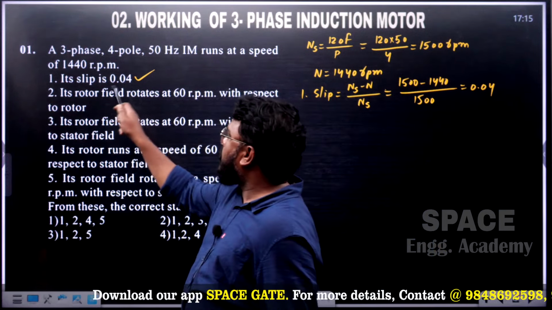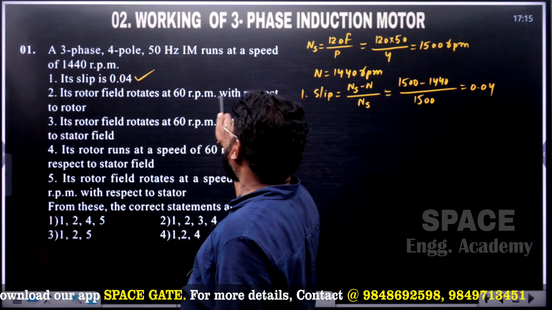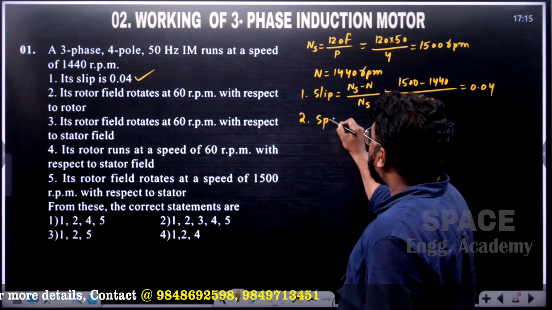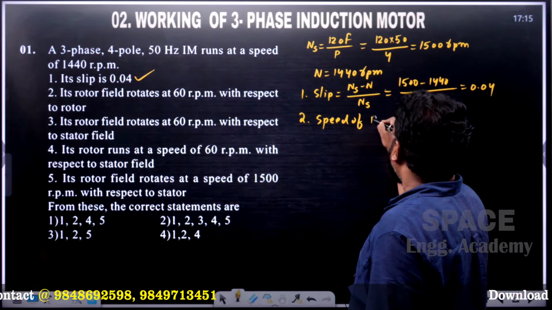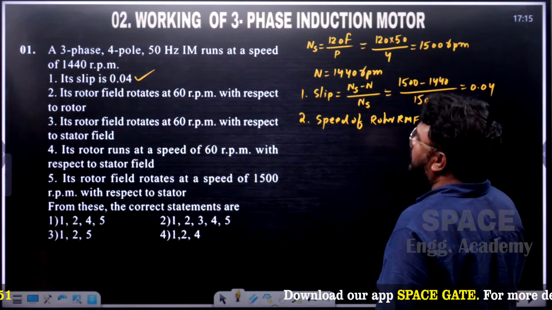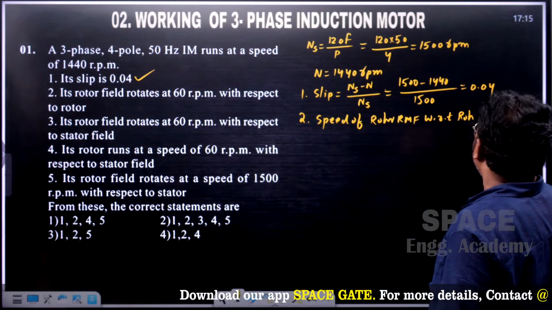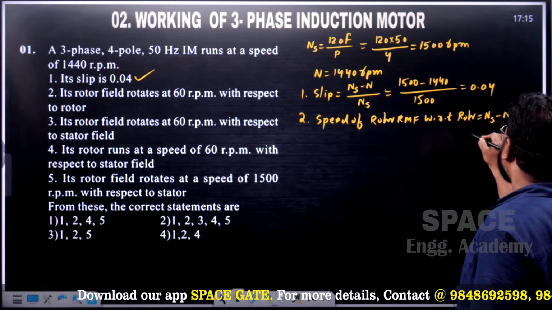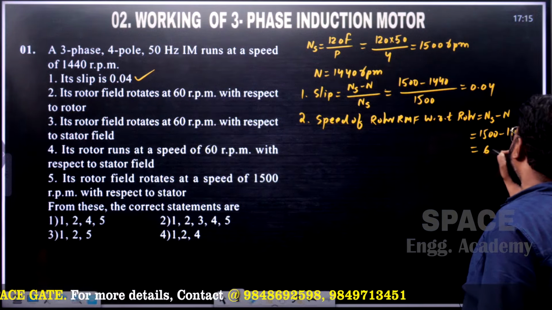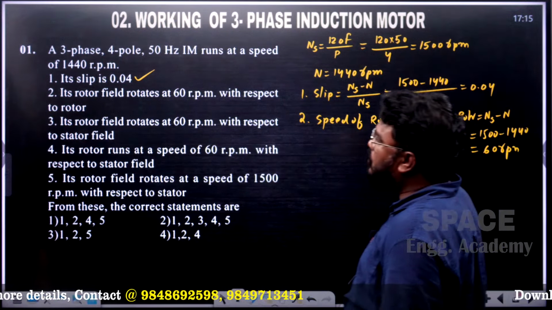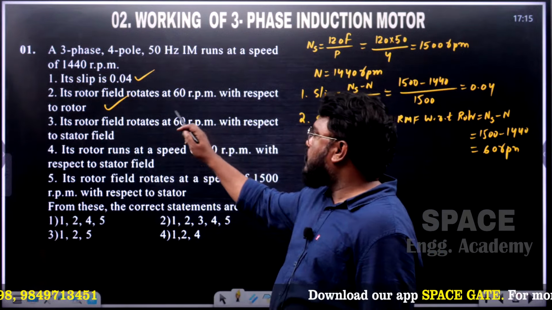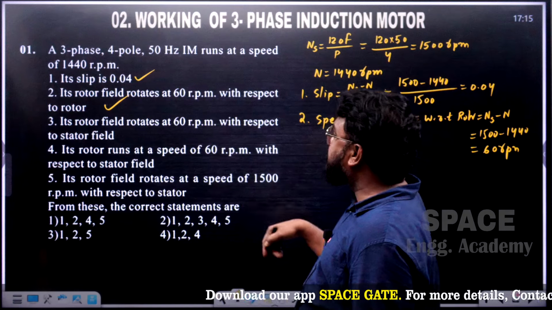And next one: its rotor field rotates at 60 rpm with respect to the rotor. Now let us calculate the speed of the rotor RMF with respect to the rotor: Ns minus N, so 1500 minus 1440 rpm is equal to 60 rpm. So the rotor field rotates at 60 rpm, and this is also a correct statement. Rotor field rotates at 60 rpm with respect to the stator field.